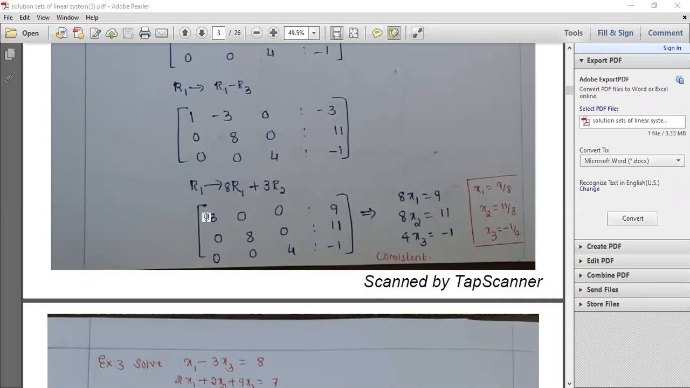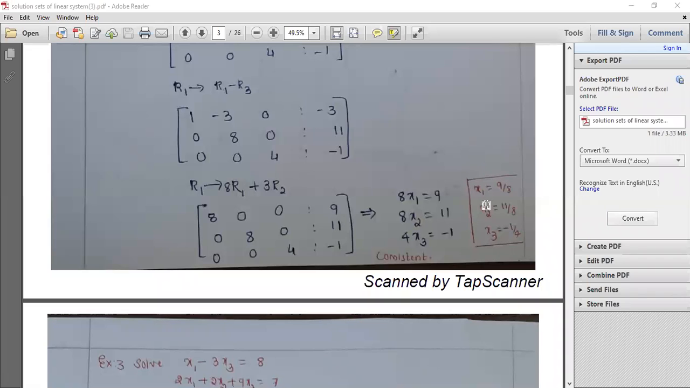So now from here, I can get 8x1. If you want, you can take the 8 from R1, 8 from R2, and 4 from R3, or you can directly write that 8x1 is equal to 9, 8x2 is equal to 11, and 4x3 is equal to minus 1. So this leads to x1 is equal to 9 by 8, x2 is equal to 11 by 8, and x3 is equal to minus 1 by 4. This implies the system has the unique solution.